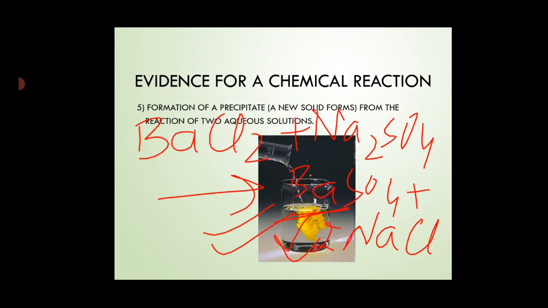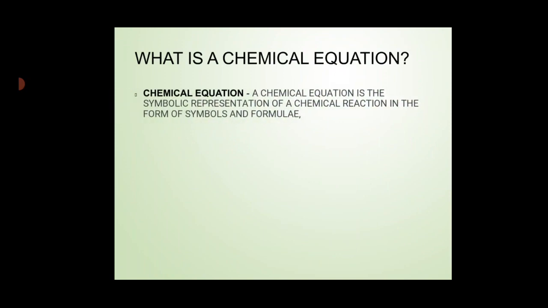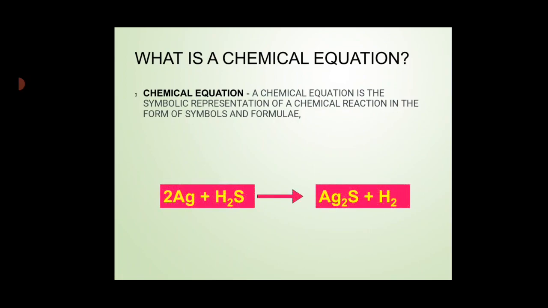Now we will discuss what a chemical equation is. A chemical equation is the symbolic representation of a chemical reaction in the form of symbols and formulas. Means when we represent any chemical reaction with the help of symbols and formulas, then we call it a chemical equation. Now what are the parts of a chemical equation? There are 2 parts, that is the reactant part and the product part.